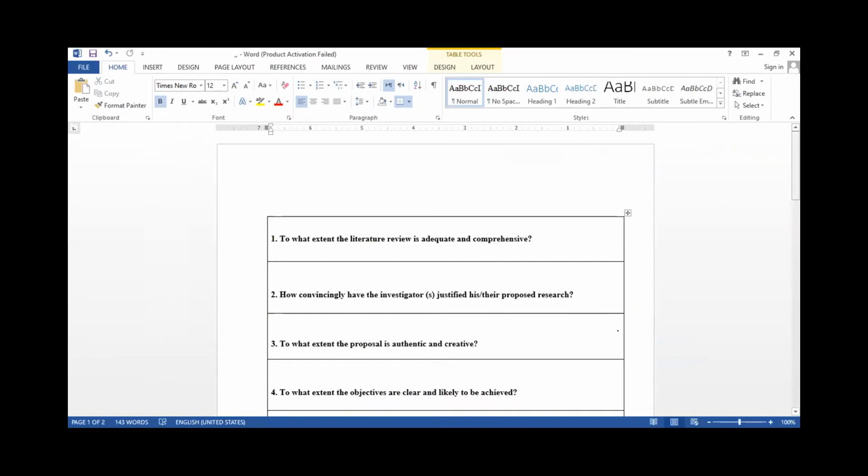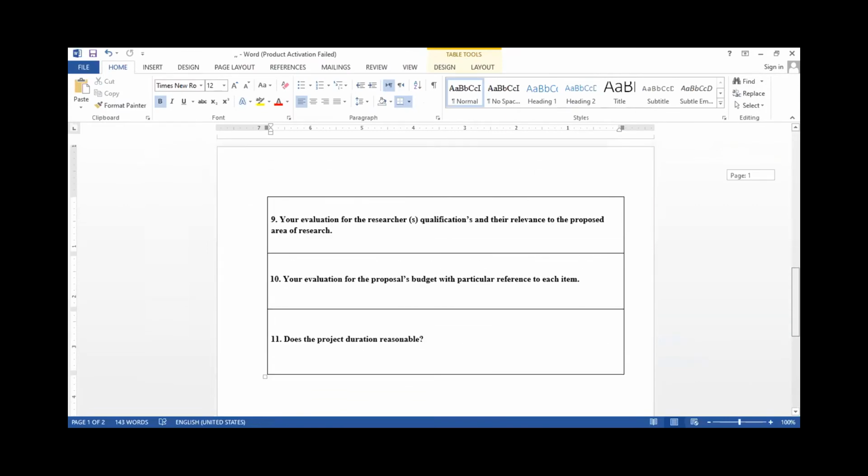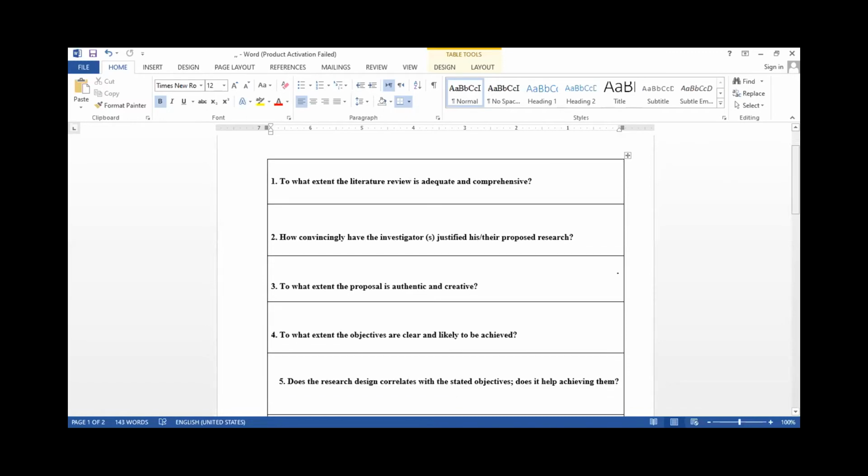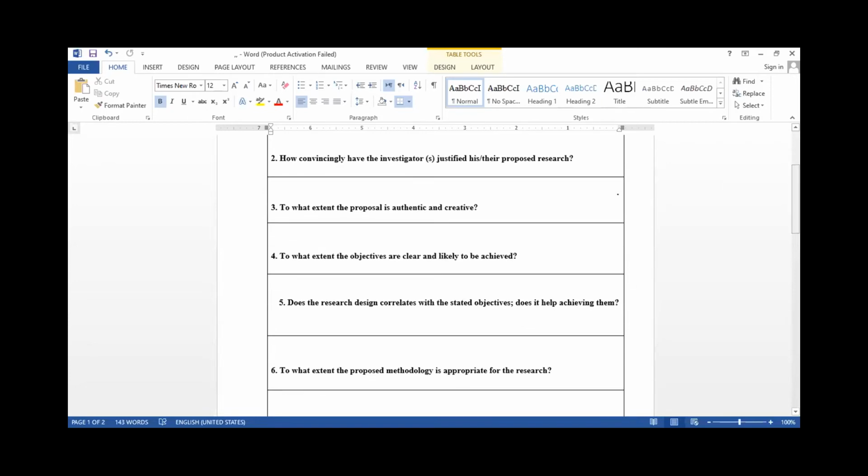So for funding, for any kind of proposal funding, these are the questions which I look into. There are some 10 or 11 questions here. Each question carries some marks, out of 100. If you do a study, when you submit the proposal, these are the lines on which it will be evaluated. To what extent is the literature review adequate and comprehensive? This is assigned 10 marks. How convincingly have investigators justified the proposed research? This is 5 marks. To what extent is the proposal authentic and creative? To what extent are objectives clear and likely to be achieved?